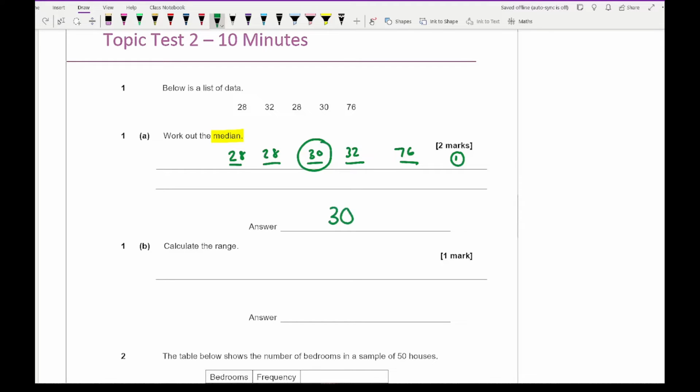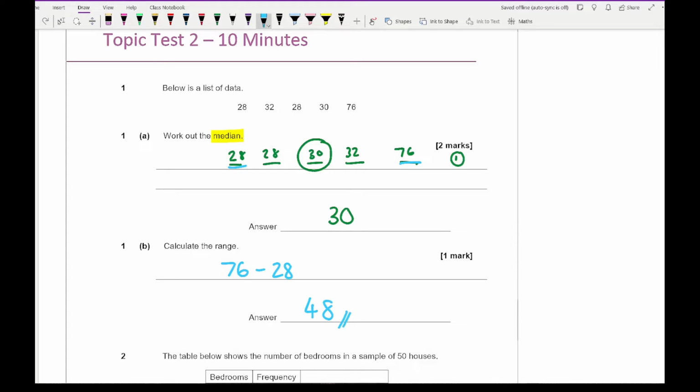So the next question then says write down the range. Now the range is the biggest number take away the smallest. So again it's worth 1 mark, so I could either work out the answer or show some working out. It's going to be 76, which is our biggest number, and our smallest number is 28. So 76 take away 28 gives an answer of 48.